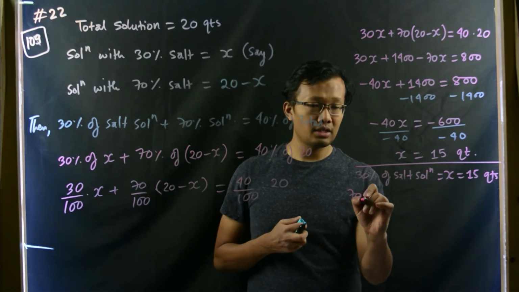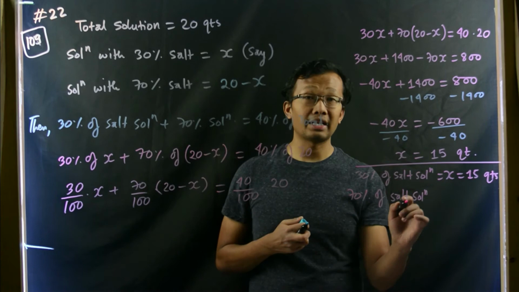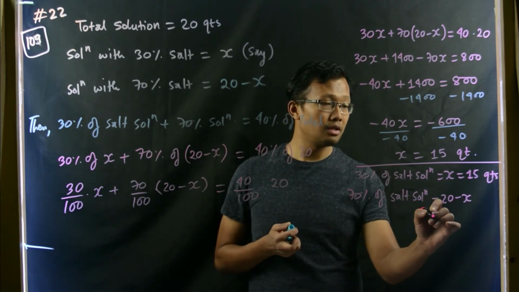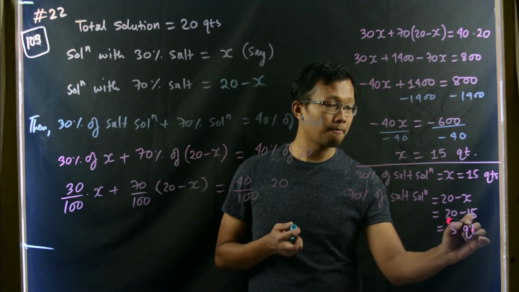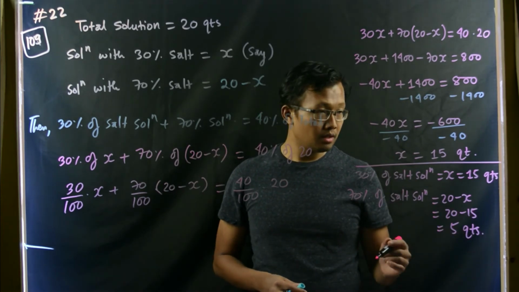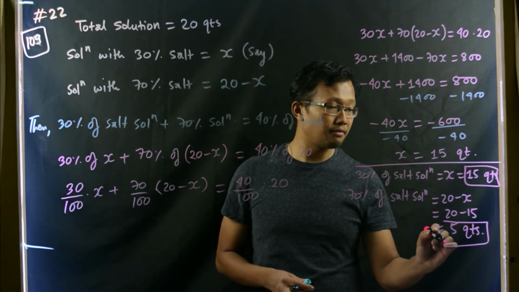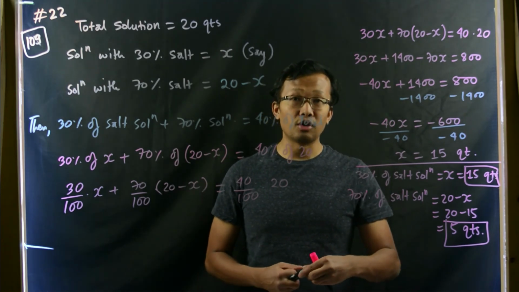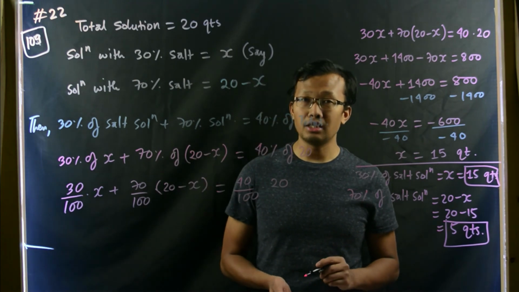and the 70% salt solution, that's the second kind of salt solution, would be 20 minus x equals 20 minus 15, that's 5 quarts. So 15 quarts of the first kind of solution and 5 quarts of the second kind of solution are required to come up with 20 quarts of 40% salt solution.